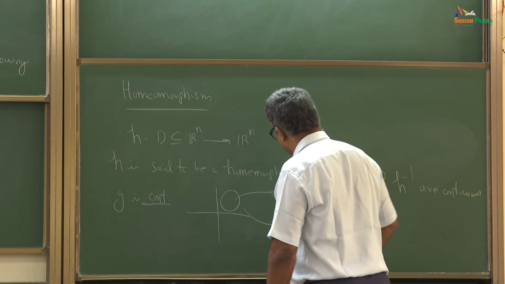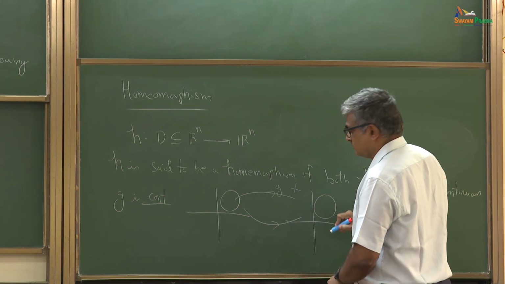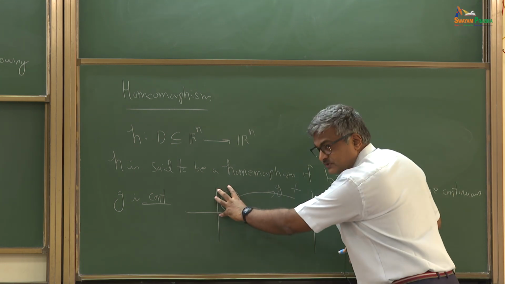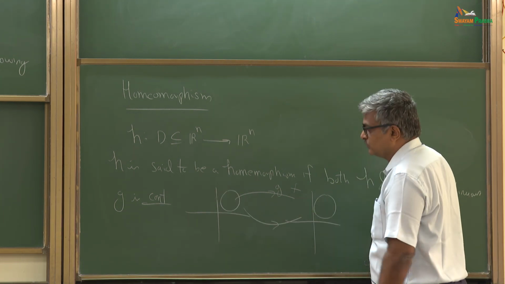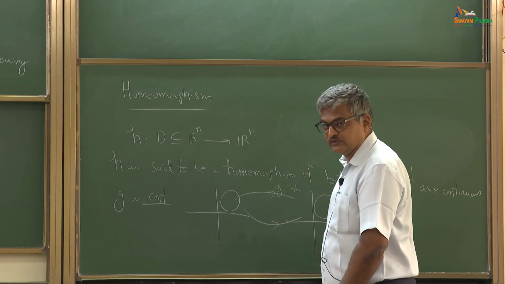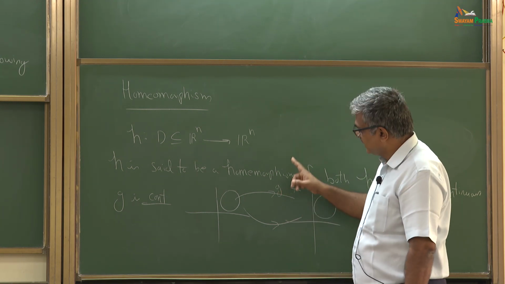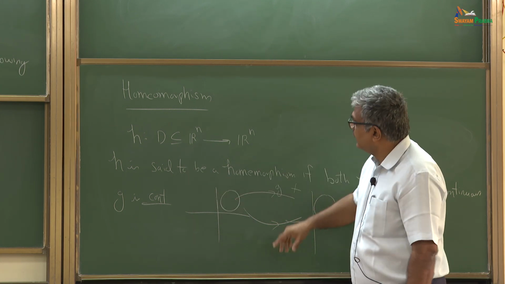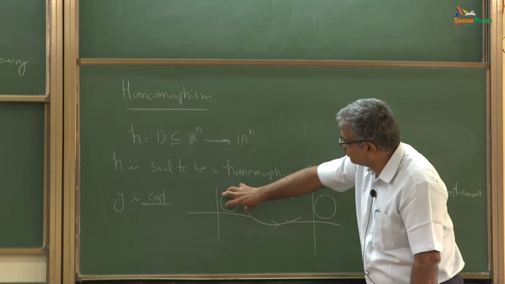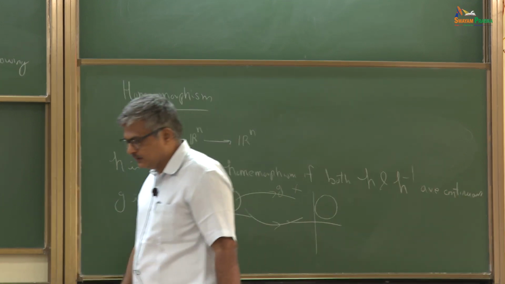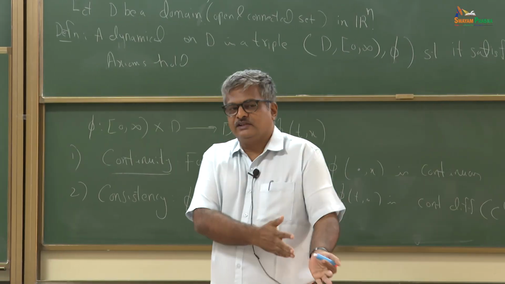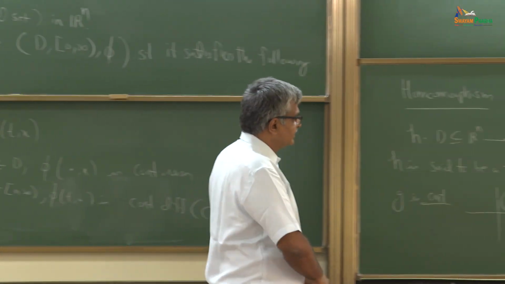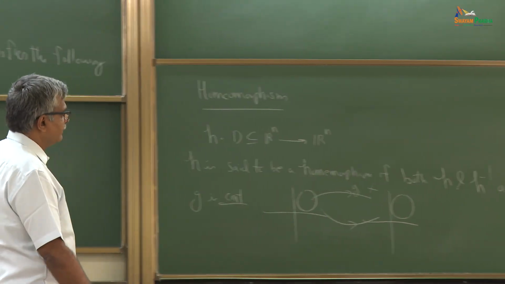If G is continuous, what is true is that the inverse image of an open set will be an open set. But now if you have a homeomorphism, since H is continuous, an open set here will get mapped to an open set, and because H inverse is also continuous, an open set here also will get mapped to an open set. So H inverse carries open sets to open sets. So obviously it's much stronger than continuity, okay?